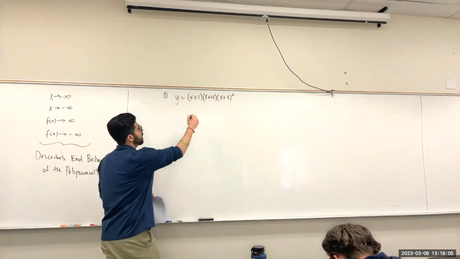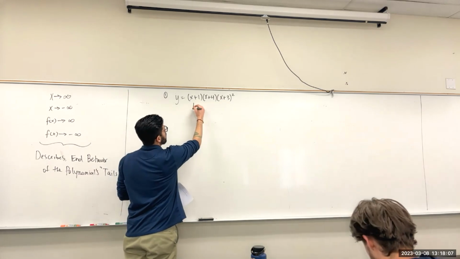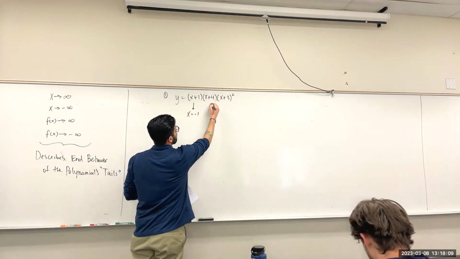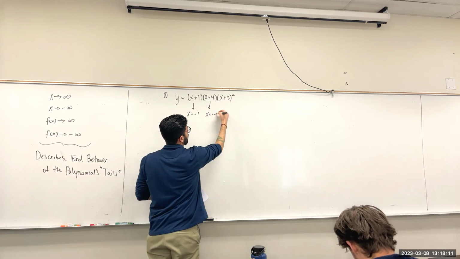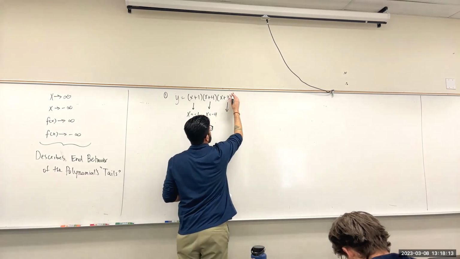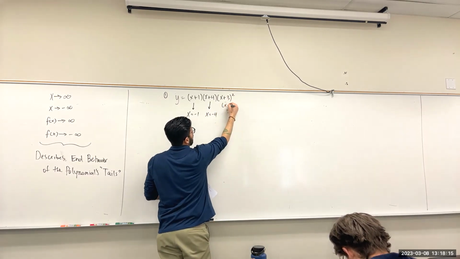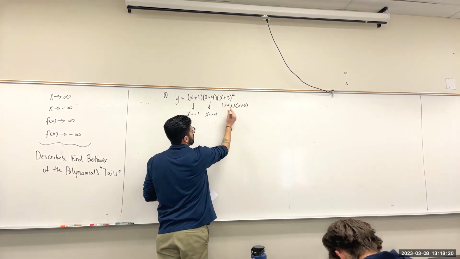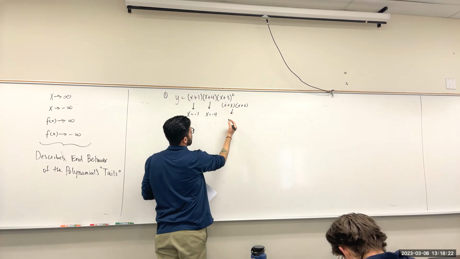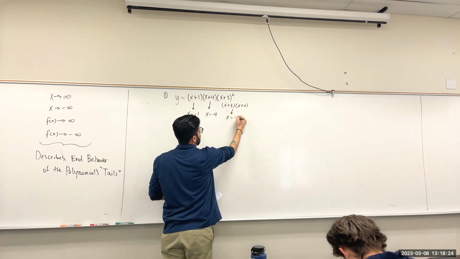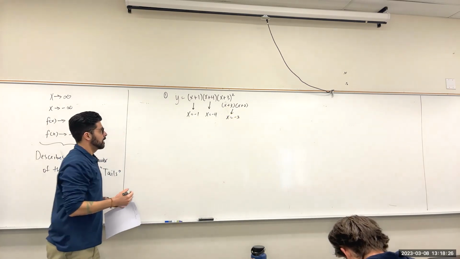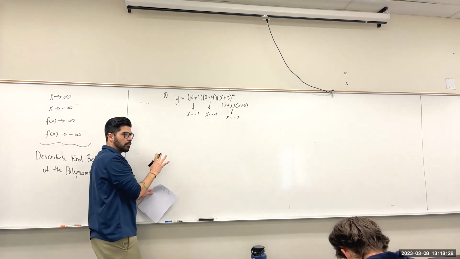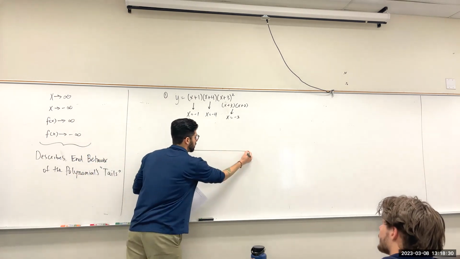Okay, so most people got the zeros correct. Let's see, I think you guys got -1, right? -4. And then here, some people were rewriting this as x plus 3 and then x plus 3, which is fine, that's correct. But they both do give you the same zero, which is -3.